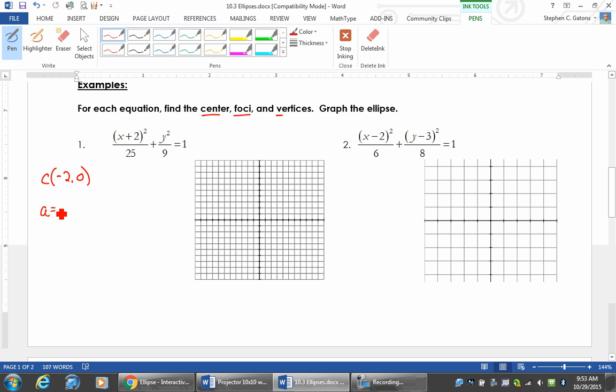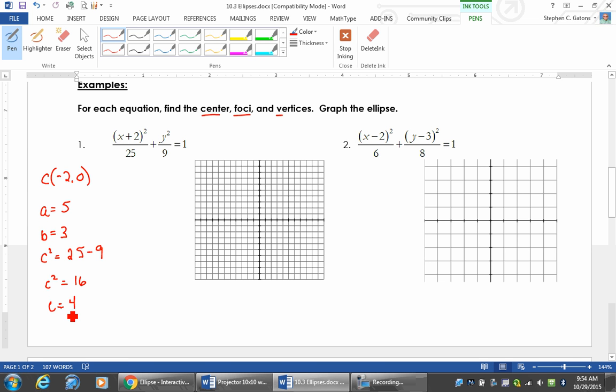The value of A is the square root of the bigger denominator, so that's 5. The value of B is the square root of the smaller denominator, so that's 3. And then you calculate the value of C. C squared is equal to A squared minus B squared. So in this case, C squared is equal to 25 minus 9, which is 16, and that makes C equal to 4. So now we have the ABCs.